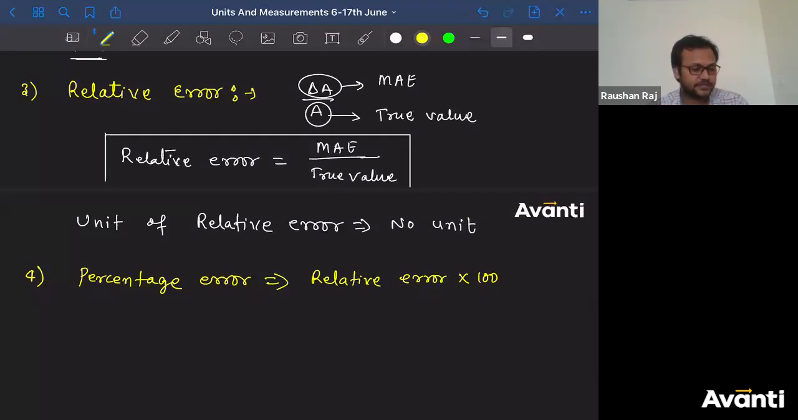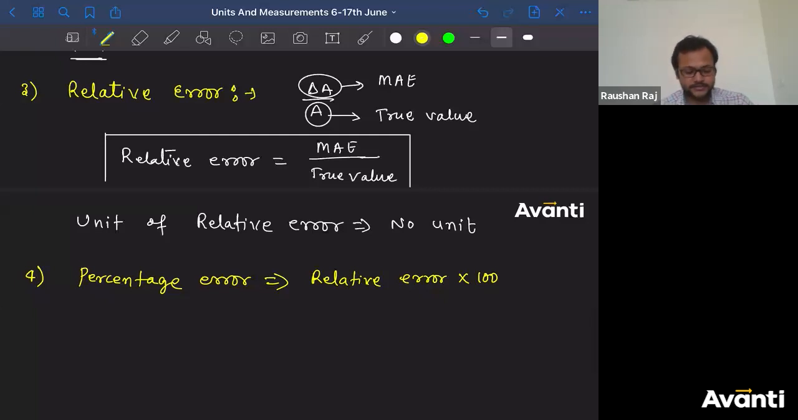The representation of error, 4 representations are there. कौन कौन सा बच्चा लोग? Absolute error, mean absolute error, relative error and percentage error. Why do we need relative error? That I have already taught you. Absolute error is only the difference. What is the measured value? What is the true value? Take the difference. That is the absolute error. So measured value minus true value is the absolute error.